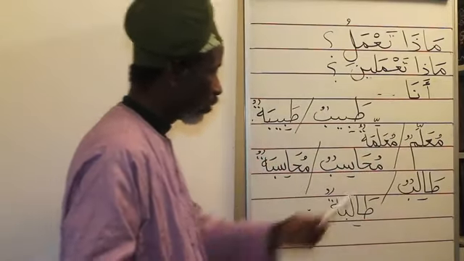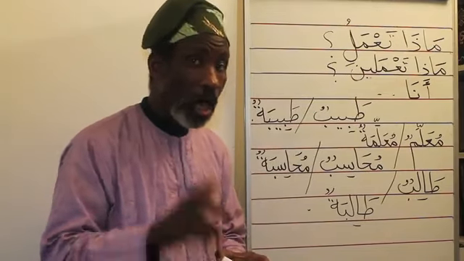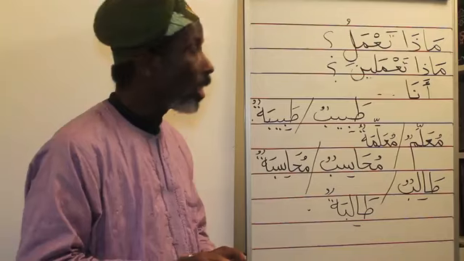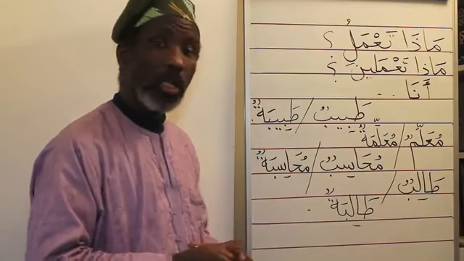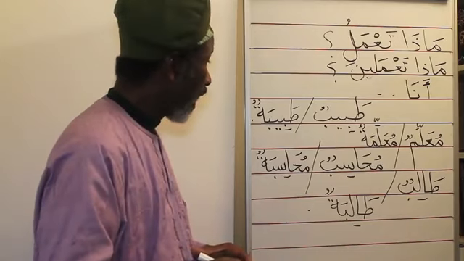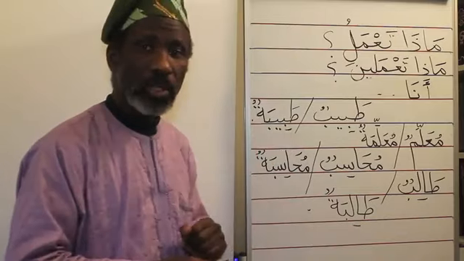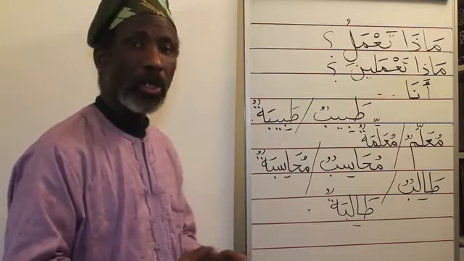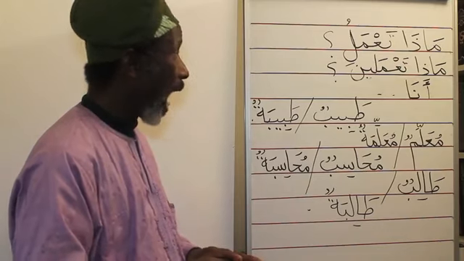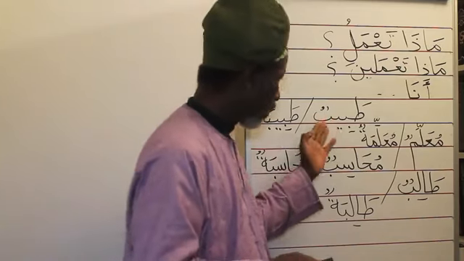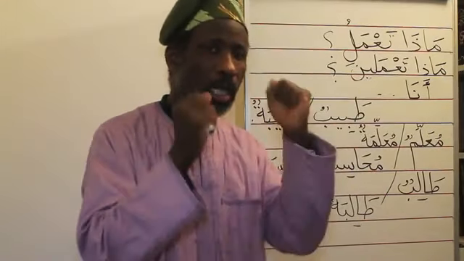محاسب محاسبة. طالب طالبة. هل أنت طالب؟ Are you a student? نعم أنا طالب. أين؟ في لندن. هل أنت محاسبة؟ لا أنا طبيبة. Are you an accountant? No. I'm a doctor, medical doctor. So ماذا تعمل؟ ماذا تعملين؟ أنا, and then you can say أنا طبيب طبيبة. معلم معلمة. محاسب محاسبة. طالب طالبة.